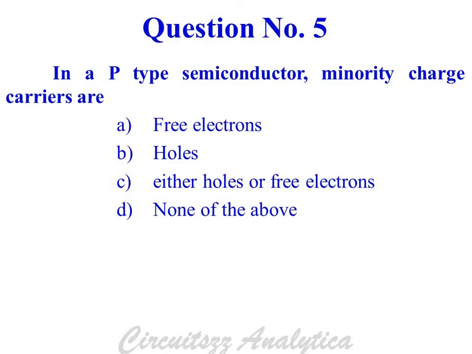In a p-type semiconductor, minority charge carriers are free electrons. In a p-type semiconductor, majority charge carriers are holes and minority charge carriers are free electrons, while in an n-type semiconductor, majority charge carriers are free electrons and minority charge carriers are holes.